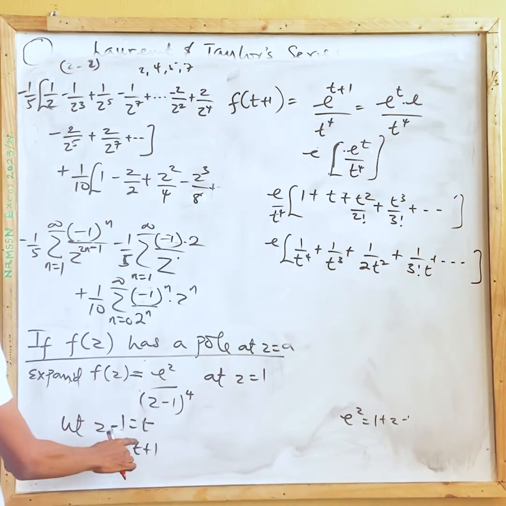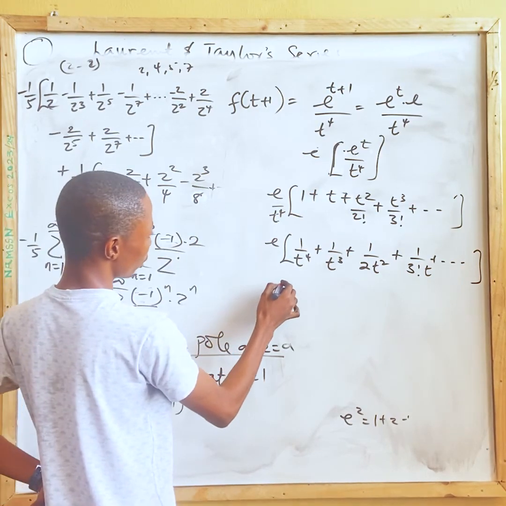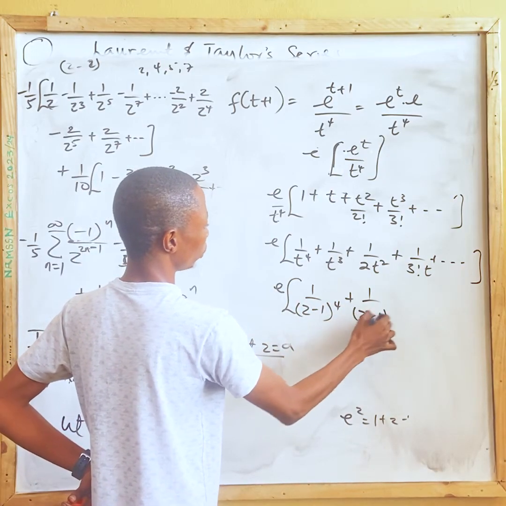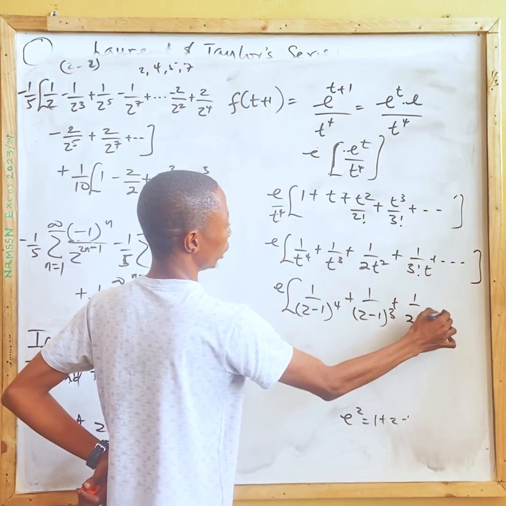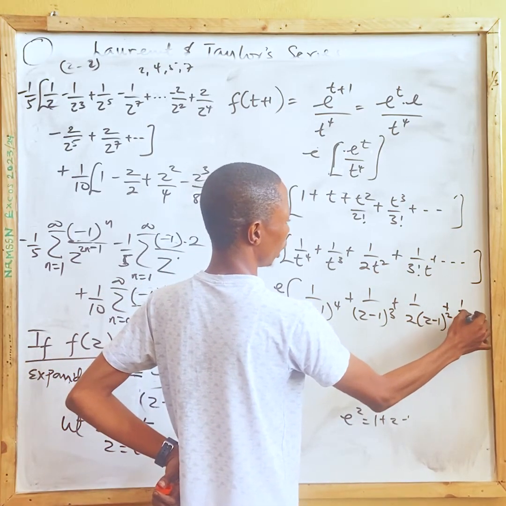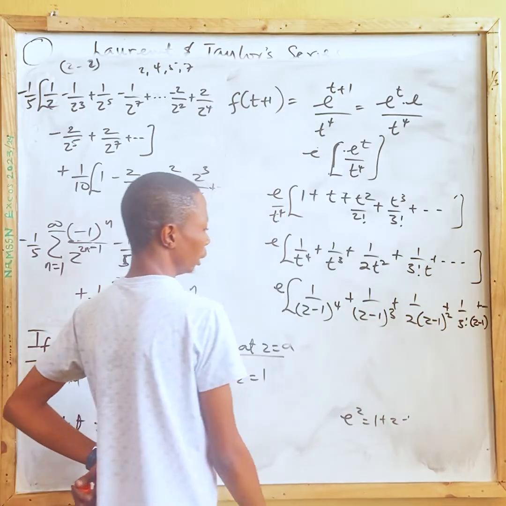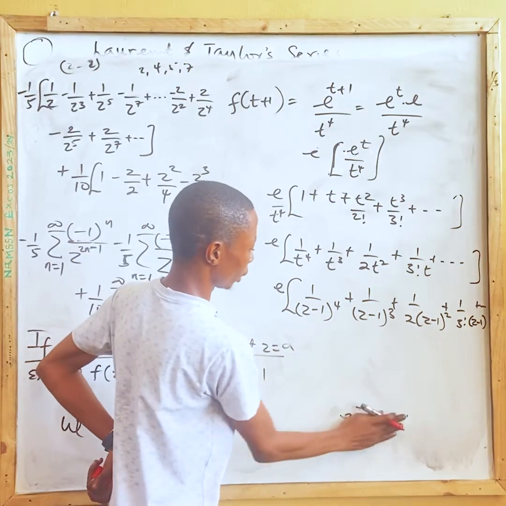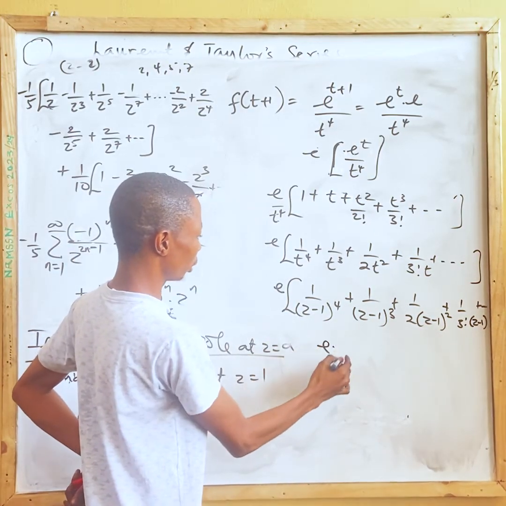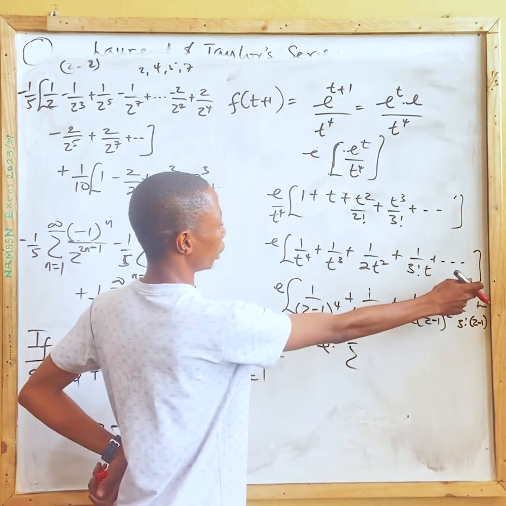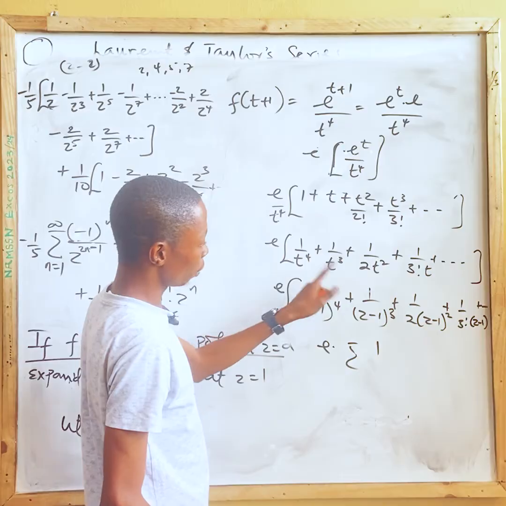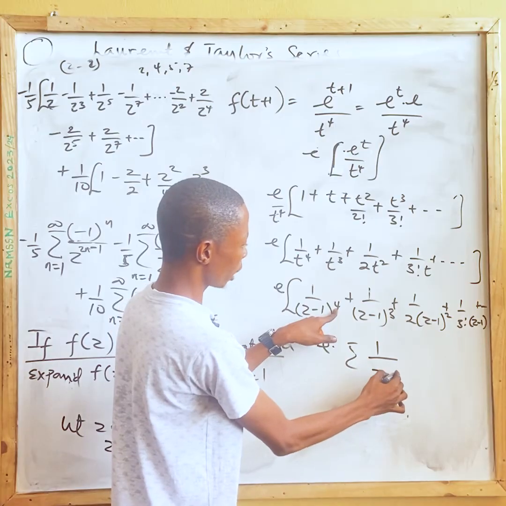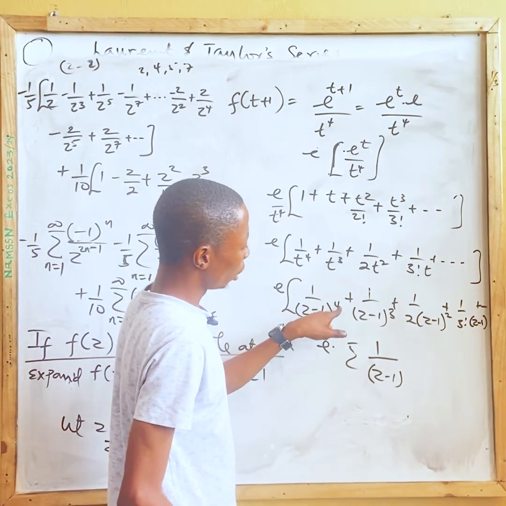Going back, t equals z minus 1. So our expansion is just e times the bracket: 1 over z minus 1 raised to power 4, plus 1 over z minus 1 raised to power 3, plus 1 over 2 times z minus 1 squared, plus 1 over 3 factorial z minus 1, and so on. If I want to generalize this, it is e times summation. Is it alternating or not? No, it's plus plus plus, divided by, now this series starts from power 4. Let me first put z minus 1 because it is common, raised to power 4, 3, 2, 1.